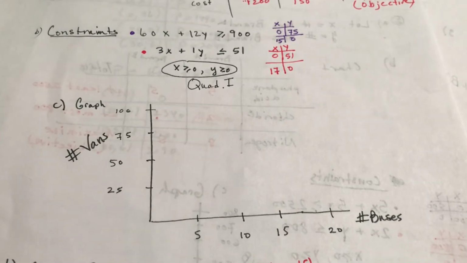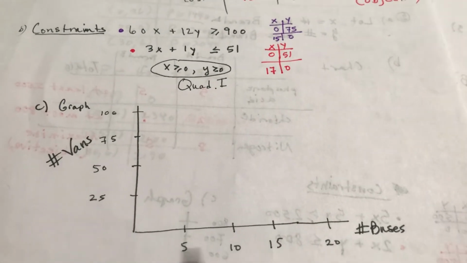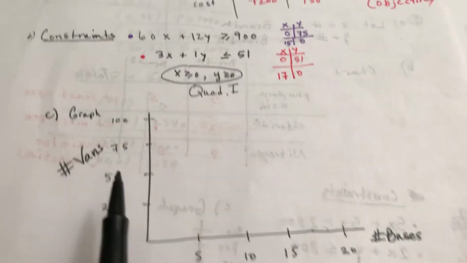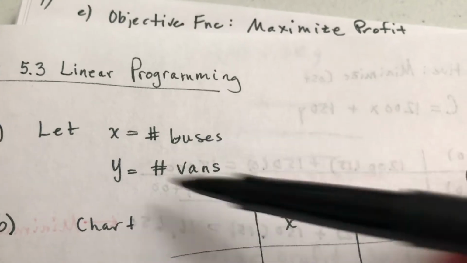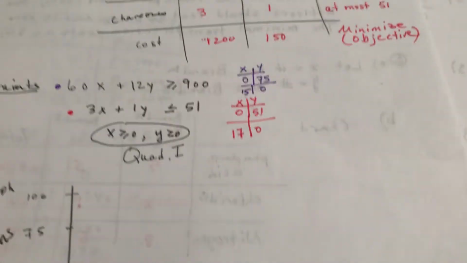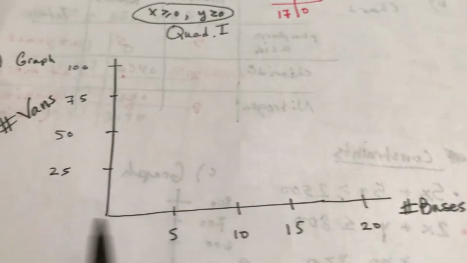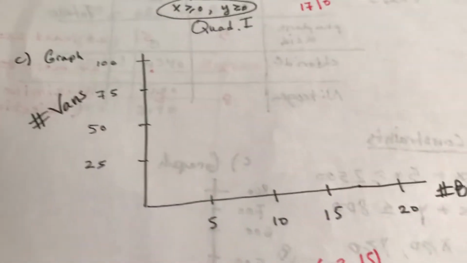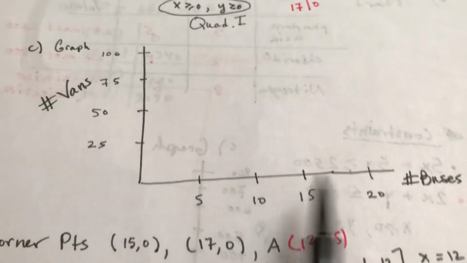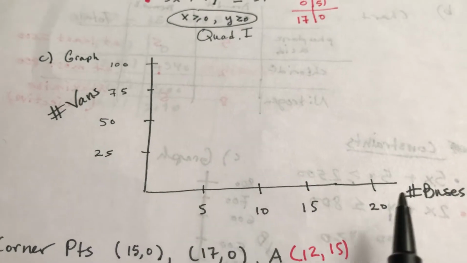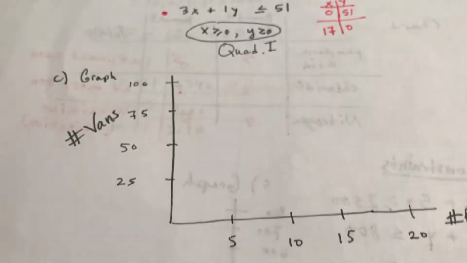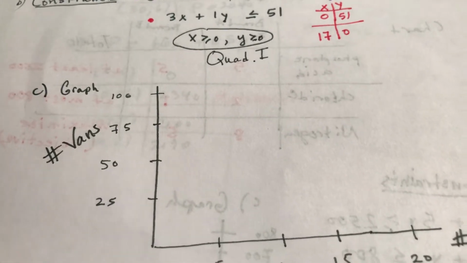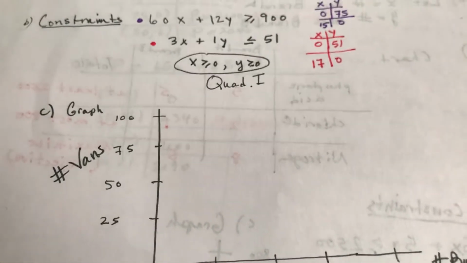the window, your x-axis, number of buses, your y is the number of vans that comes from up here. X is number of buses. Well, you're labeling your axis right here, axes. So here you've got your buses, you've got your vans, and I'll give you the units here. I'd go 5, 10, 15, 20. This is 25, 50, 75, 100. And now I am going to graph these inequalities.